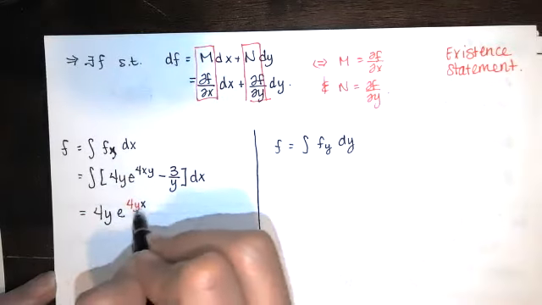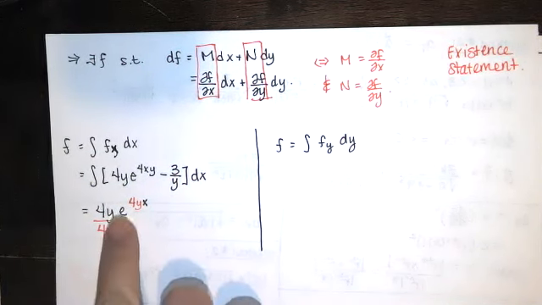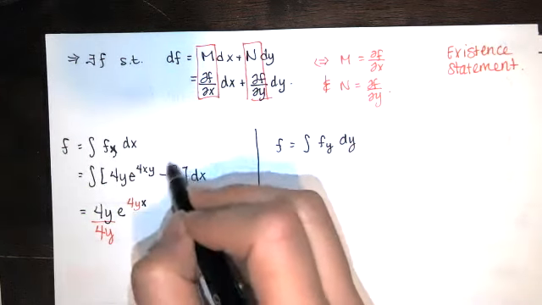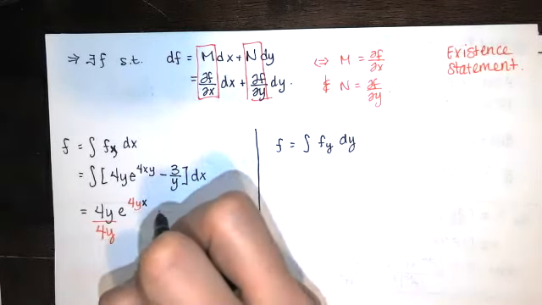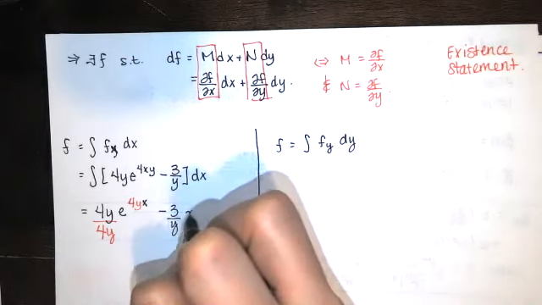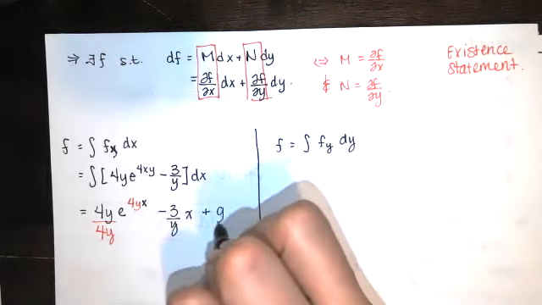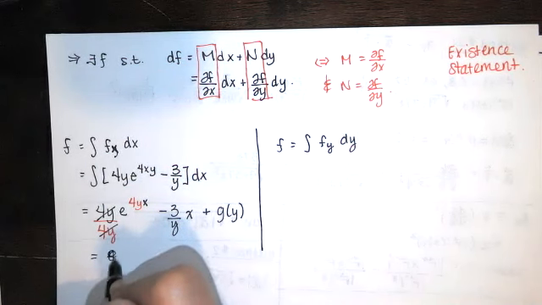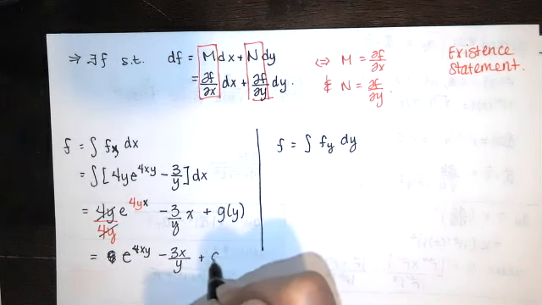is e to that power divided by the constant. In this case, the constant is 4y. It's just like if we had an antiderivative of e to the 3x, we'd have e to the 3x divided by 3. We're doing the same thing here. It just happens to be a function of y. And then over here, there are no x's in this, so that's constant with respect to x. The antiderivative of a constant with respect to x is that constant times x, plus a function that is constant with respect to x, but not necessarily with respect to y. So we'll call that g of y. And of course, the 4y is reduced there, and we end up with e to the 4xy minus 3x over y plus g of y.